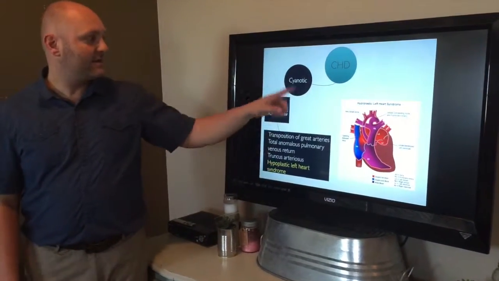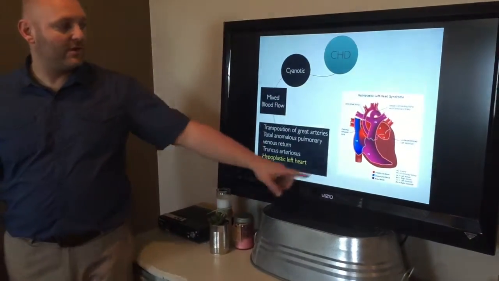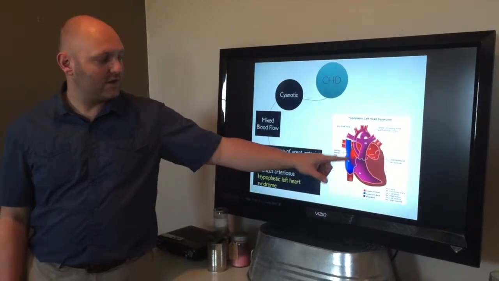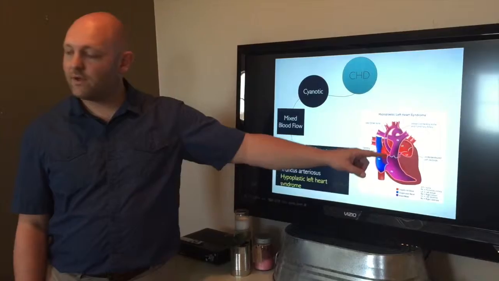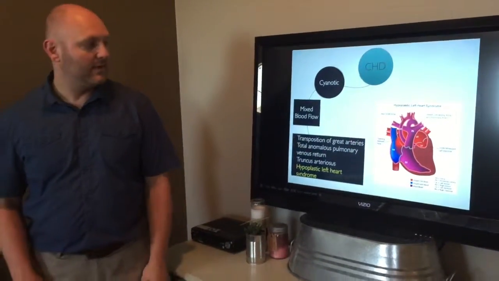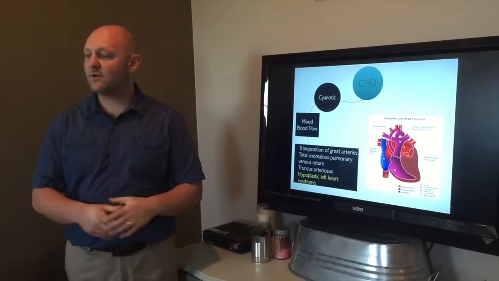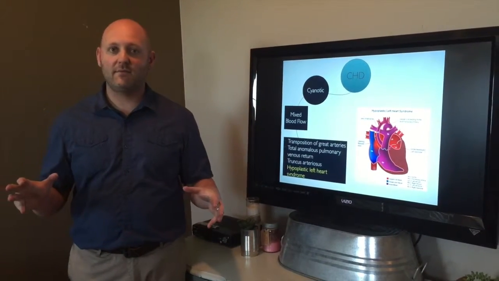Hypoplastic left heart is a cyanotic lesion with mixed blood flow. Notice how at the atrial level, the oxygenated and deoxygenated blood are mixing, with the RV giving blood flow to both the lungs and the body. All right, that's going to conclude our class. Good job learning your congenital heart disease and classifying them into groups.